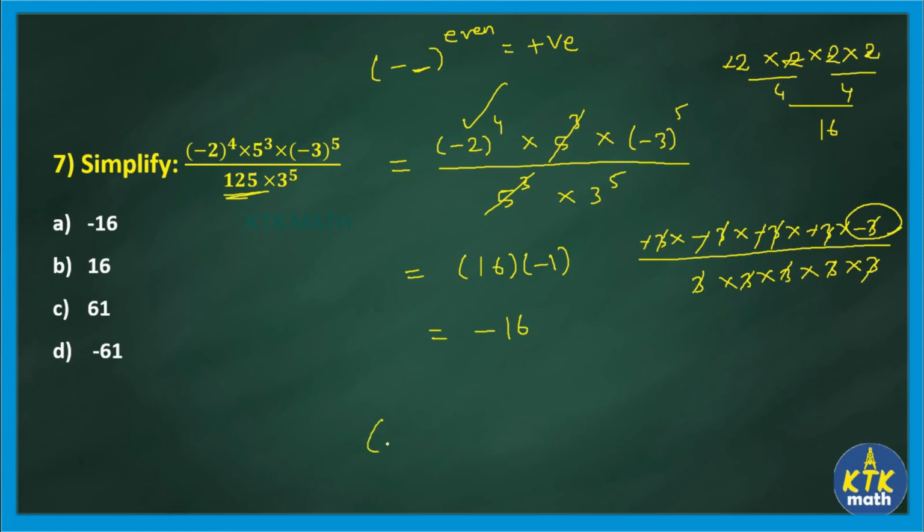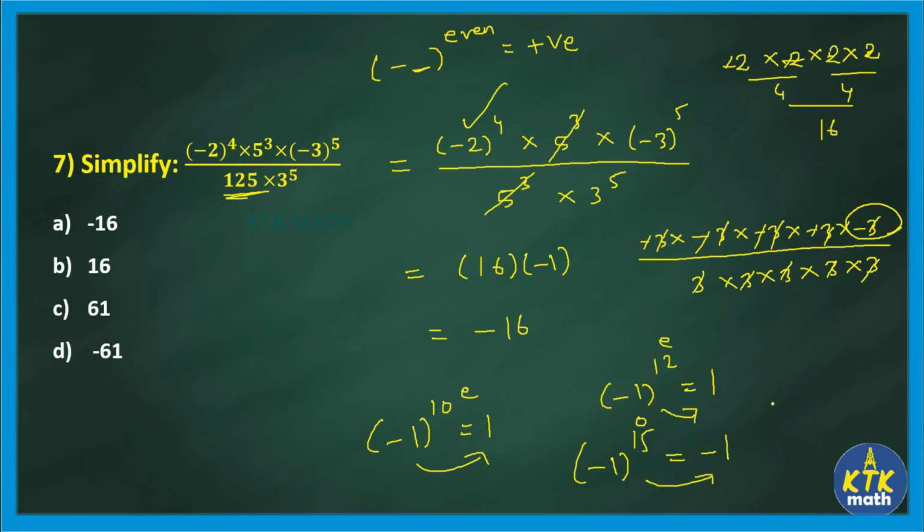For example, minus 1 power 10 is going to be 1 only, or minus 1 power 12 is going to be 1 only. If you have minus 1 power 15, your answer is going to be minus 1 because the power is an odd number. So power even means positive, power odd means you get the negative sign. All these are just basics. Next, for this question, what is the answer? Minus 16. Yes, option A is the answer.